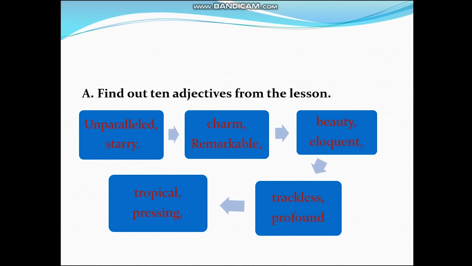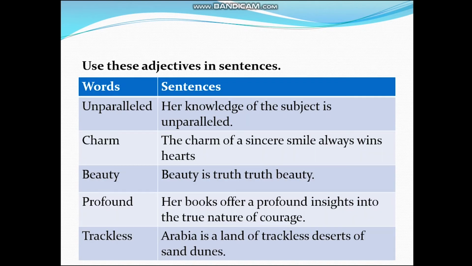Unparalleled, starry, charm, remarkable, beauty, eloquent, tropical, pressing, trackless, profound. All these are adjectives. Use these adjectives in sentences. Unparalleled: her knowledge of the subject is unparalleled. Charm: the charm of a sincere smile always wins hearts. Beauty: beauty is truth, truth beauty. It is a famous saying of John Keats.